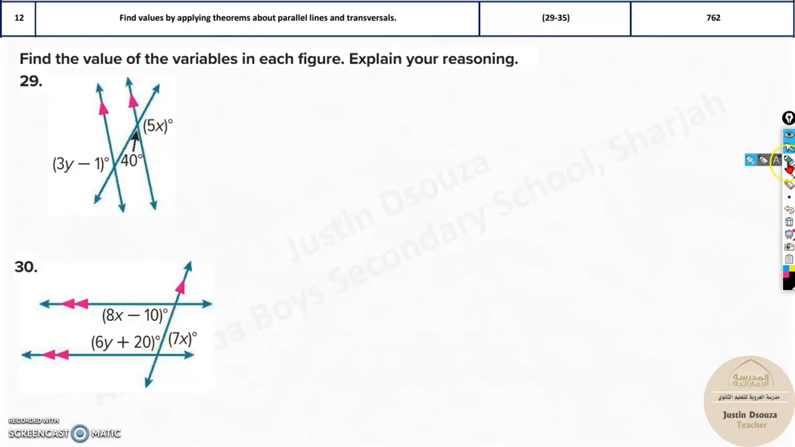Same way over here. This is consecutive interior angles. But before that, find the x value. How will you solve the x value? Here, this is an interior angle, and this is also an interior angle. Alternate interior angles. So you have to equate 8x minus 10 is equal to 7x. Solve for x, you will get the answer. So take this to the other side. x is equal to positive 10.